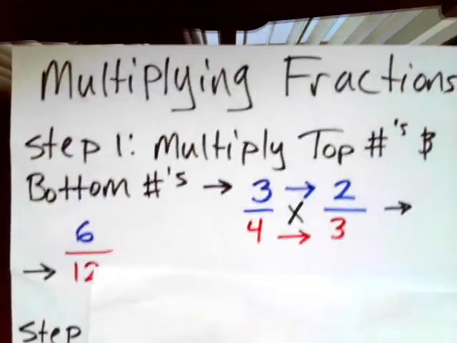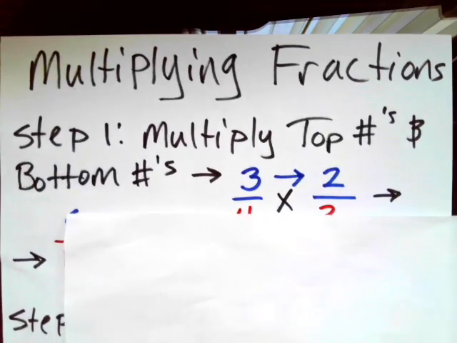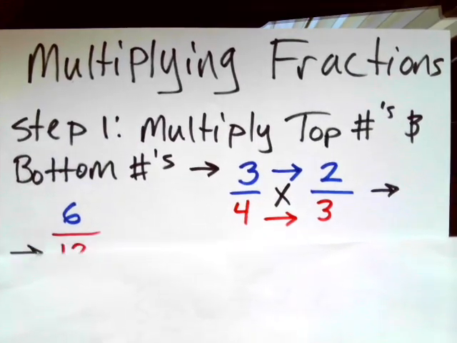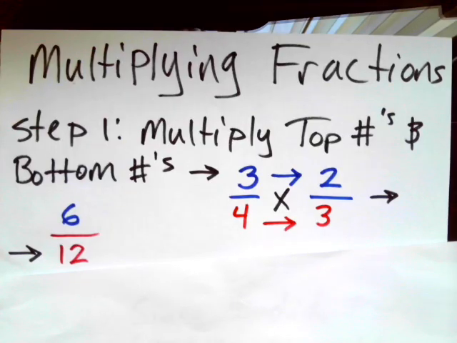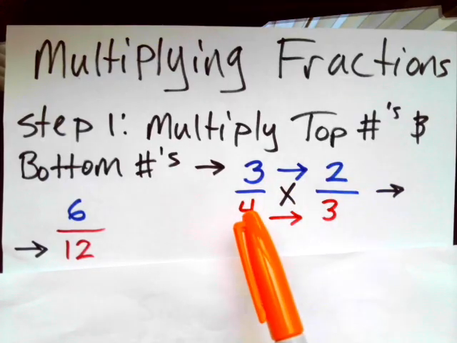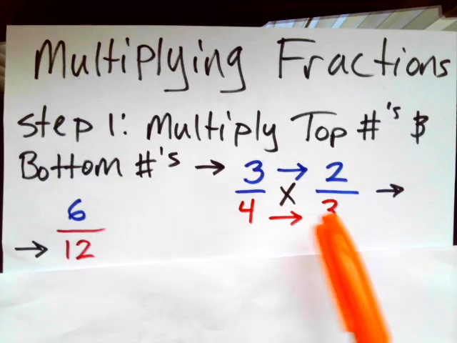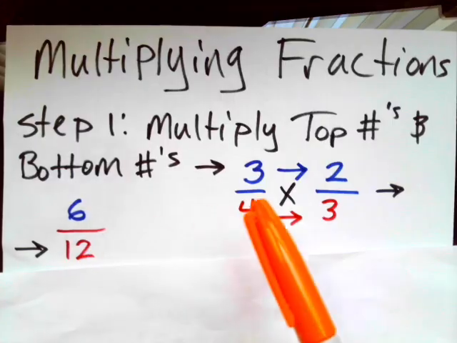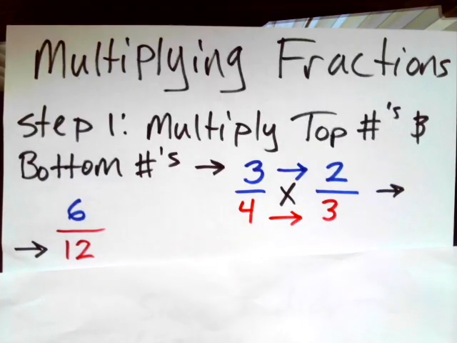So here's a quick review of another sample problem when we're multiplying. You just want to multiply, remember, top to top and bottom to bottom when it comes to multiplying fractions. Here we have 3/4 times 2/3. Multiply 3 times 2, which is 6. Multiply 4 times 3, which is 12.